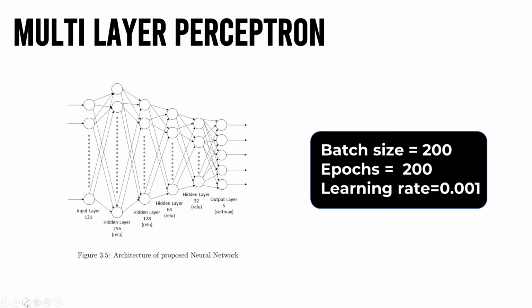Batch size of 200 was considered for the stochastic optimizer. The starting learning rate was 0.001 and it was maintained throughout the process. The learning rate controls and updates the weights. 200 epochs were also used while training the model.